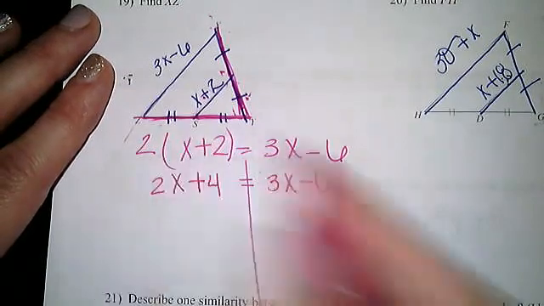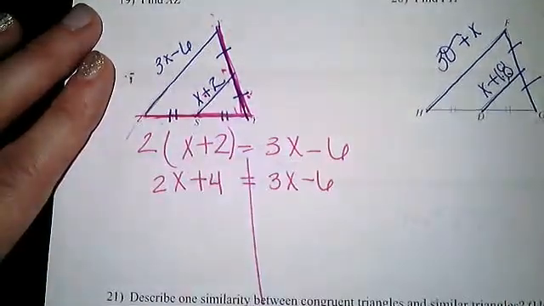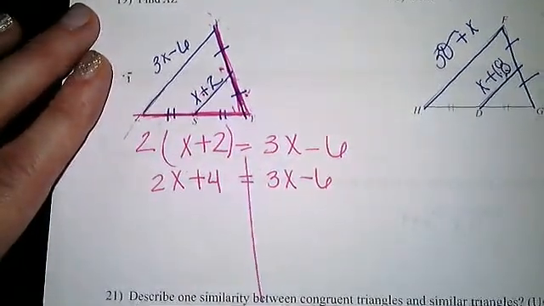Do we need to move the x's over? You can multiply by this side. I was like, why is that door even open? Okay, we gotta move the x's over.